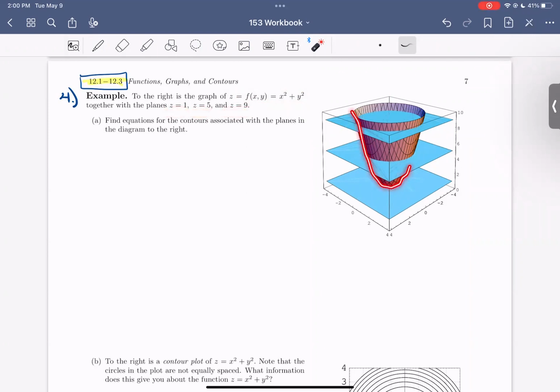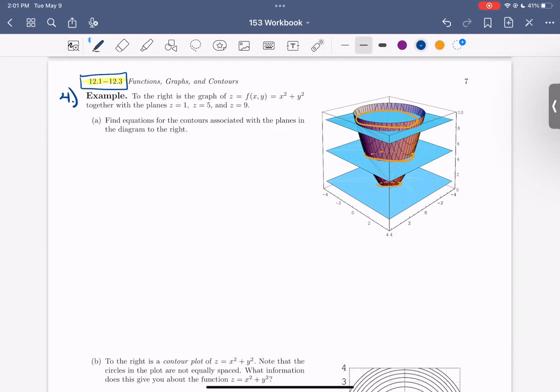We see this purplish shape. That is our function f. And then these planes are those when z equals 1, when z equals 5, and when z equals 9. In the first part, we're going to try to find the equations of the contours associated with these three planes. That means we want to find the equation for the curves that form when we intersect our function f with the plane.